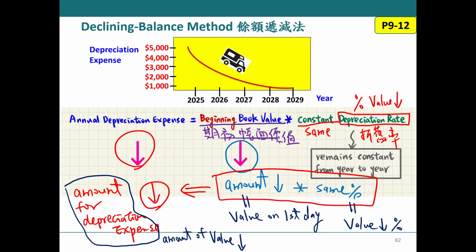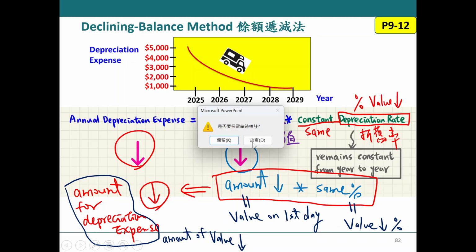Okay. Since your beginning book value decreases each year, that will make your depreciation expense decrease each year. Book value decreases each year, of course, right? Your PP&E's value decreases each year when you use it. So my first number decreases each year, and based on the first number, I will get depreciation expense decreasing each year. Okay, so did you find out? That's how we got the curve right here. Okay, any questions?